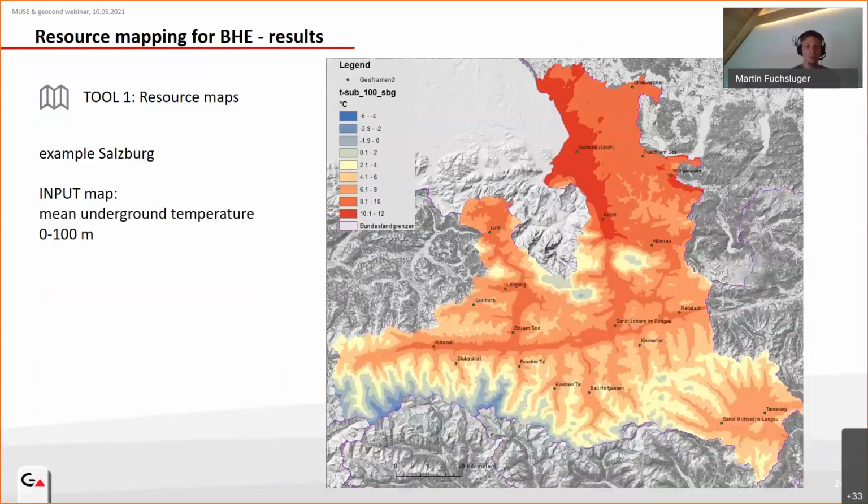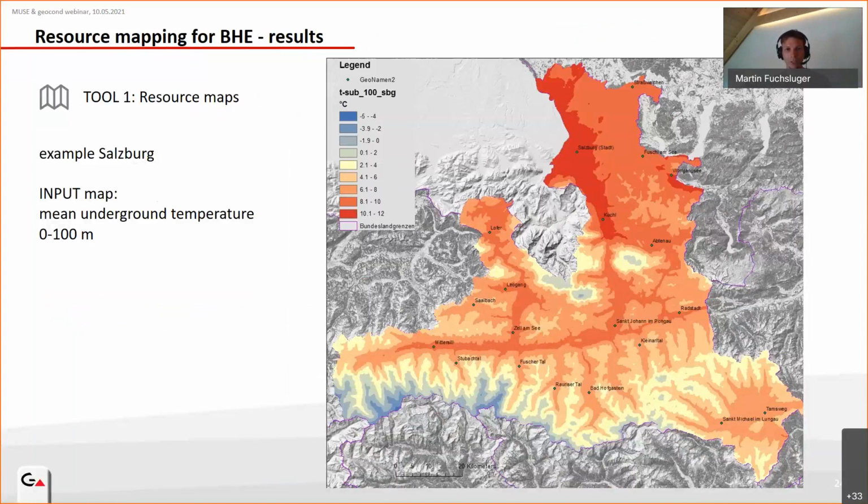Yes, at the end, I will show you the results for one area we calculated. It's in Salzburg, the example. You see here the input parameter for the mean underground temperature.